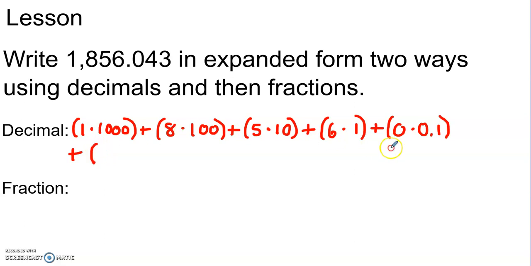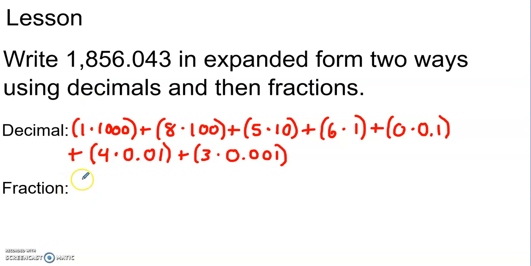So the next digit after the 0 is the 4. The 4 is in the hundred spot, so I'm going to do 4 times 0.01. And the last digit of 3, which is in our thousand spot, so I'm going to do 3 times 0.001. So that's how we write that in our decimal format. Now let's see, how do we write this in our fraction format?